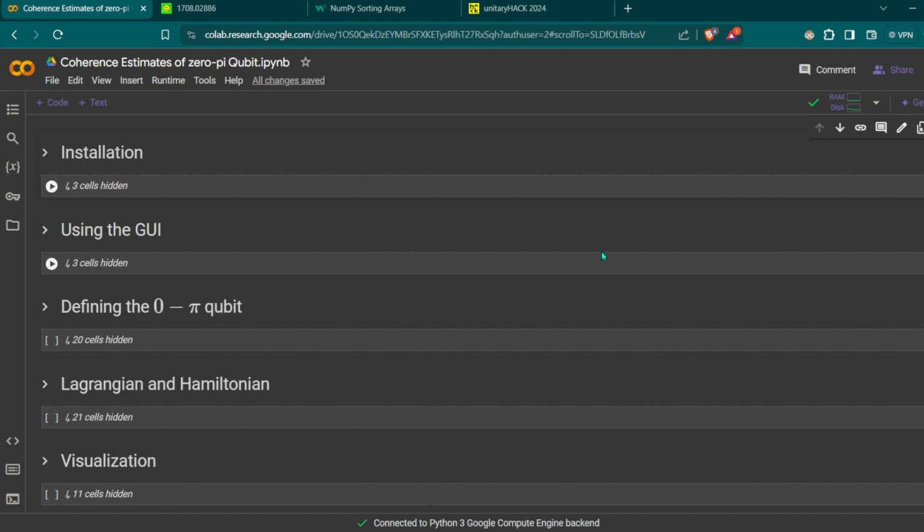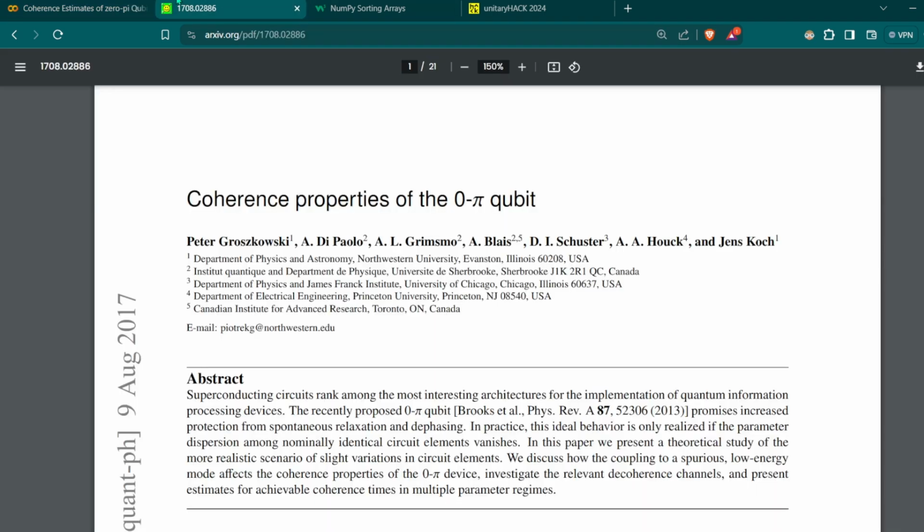In this tutorial, we're going to use the custom circuit methods to simulate the coherence estimates of 0 pi qubit. The notebook is based on this paper. I have linked the paper in the description and you can directly check it from there.